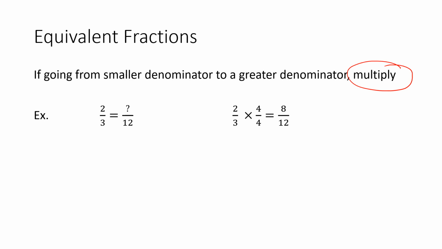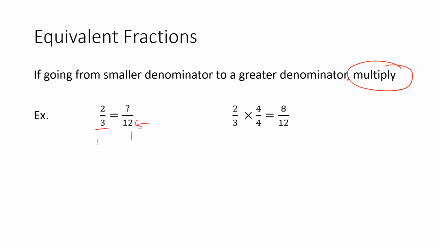So for example, let's look at 2/3. Let's say we want to write an equivalent fraction to 2/3, but with a denominator of 12. What is the same as 2/3 but written as 12ths? Well, we're going from a smaller denominator, 3, to a bigger denominator, 12.